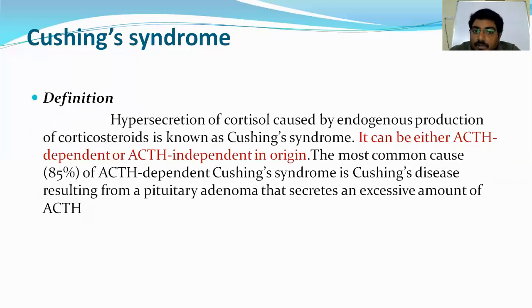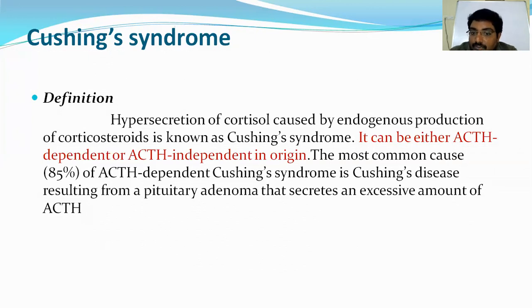Definition: hypersecretion of cortisol caused by the endogenous production of corticosteroids is known as Cushing syndrome. It is of two types: ACTH dependent or independent. The most common cause is ACTH dependent, at 85%, and ACTH independent is 15%.